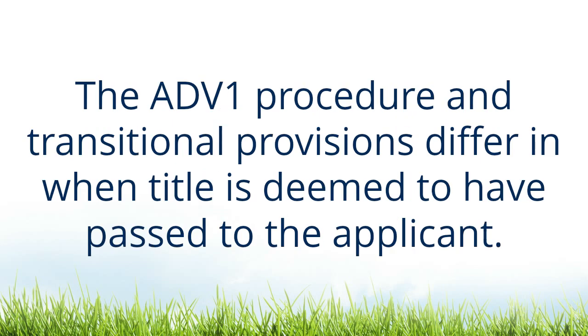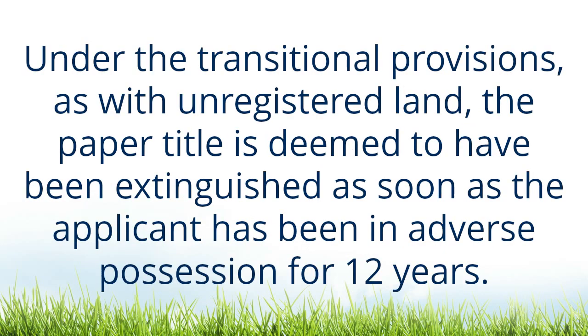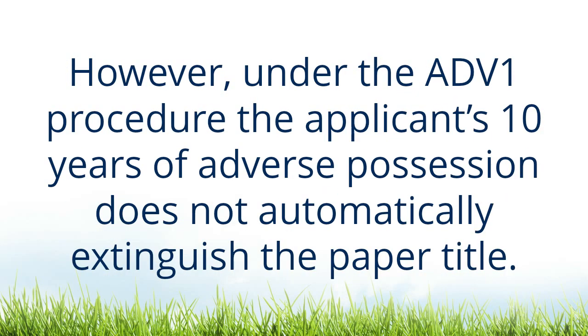The ADV1 procedure and transitional provisions differ in when title is deemed to have passed to the applicant. Under the transitional provisions, as with unregistered land, the paper title is deemed to have been extinguished as soon as the applicant has been in adverse possession for 12 years.